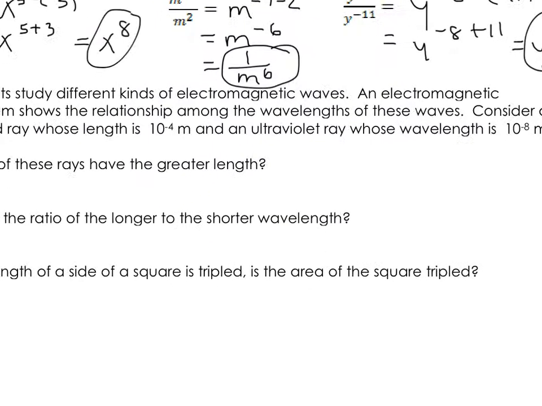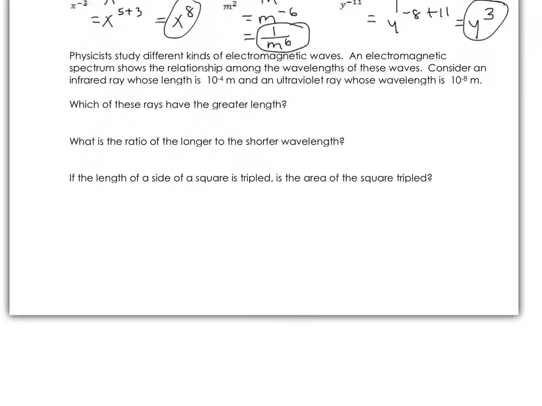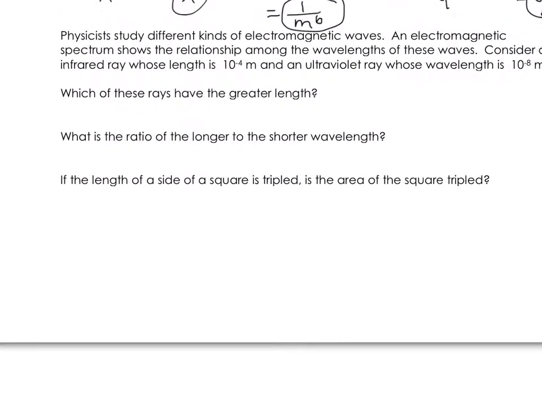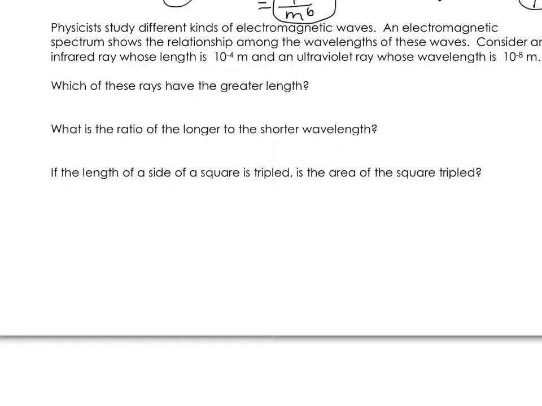So in terms of application problems, what kind of application problems do we have? Physicists study different kinds of electromagnetic waves. An electromagnetic spectrum shows the relationship between the wavelengths of these waves. Consider an infrared ray whose length is 10 to the negative 4 meters, and an ultraviolet ray whose wavelength is 10 to the negative 8 meters. Which of these rays have the greater length?